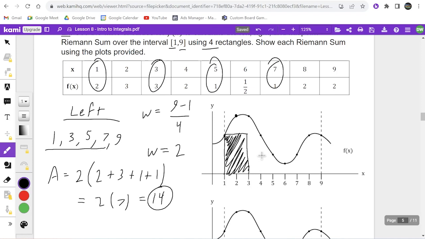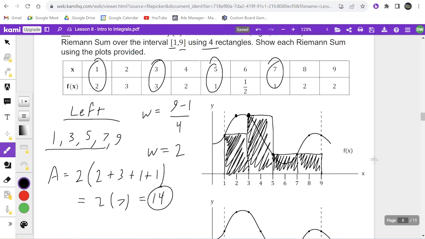Then the next rectangle is going to be from 3 to 5. Again, hinged at the left endpoint. So that's going to look like that. There's my area there. Then the next one at 5 to 7, it goes up this high, goes right and then down. And then from 7 to 9, it's going to look very similar. It's going to look like that.